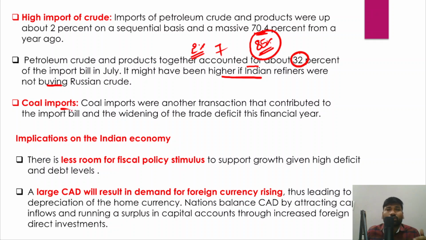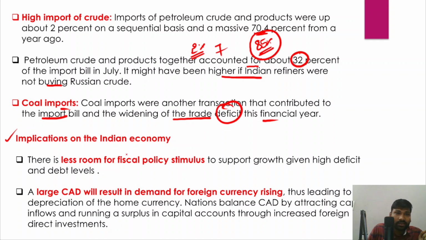And apart from that, we should also talk about coal imports, right? So coal imports were also another transaction that contributed to the import bill and also widened the trade deficit this financial year. So these are some factors which have been contributing to the widening of the trade deficit and current account deficit. And in the next part of the answer, you need to write about the implications of this deepening trade deficit and current account deficit on the Indian economy. So this part of the answer you should also write.